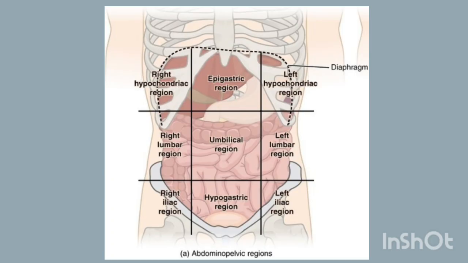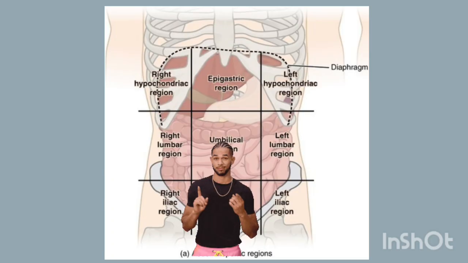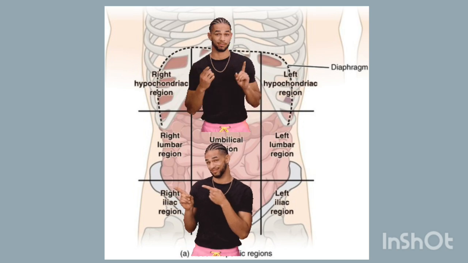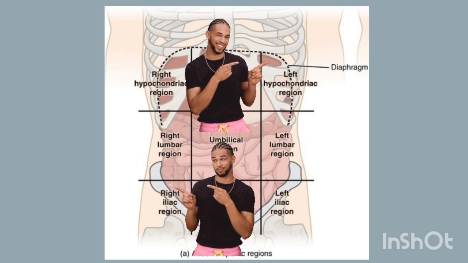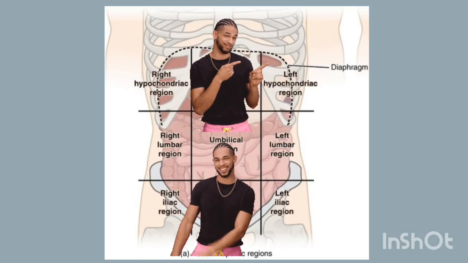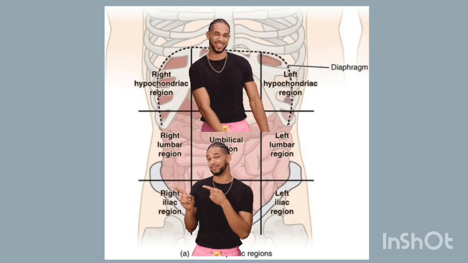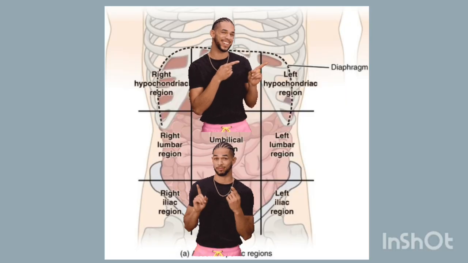Now the name: the hypochondriac region. Chondriac is related to the ribs, the cartilage of the ribs. So anytime you want to remember this right hypochondriac region, you should know the right-hand side. If you're looking at the image, the right is like the left on your part. So this side is left, the other side is right. Very, very important. If you know that, remembering this will be easy for you.